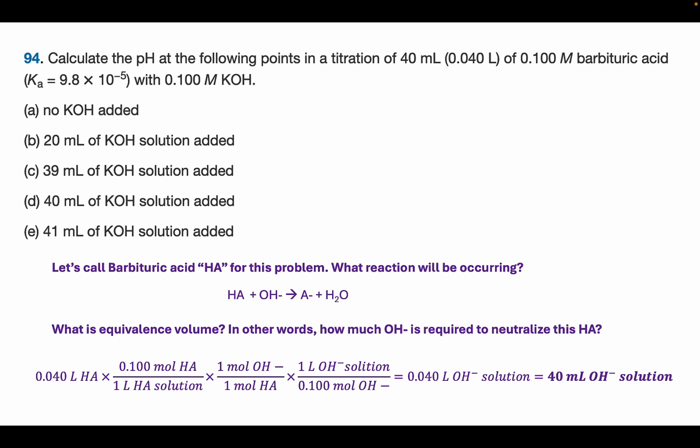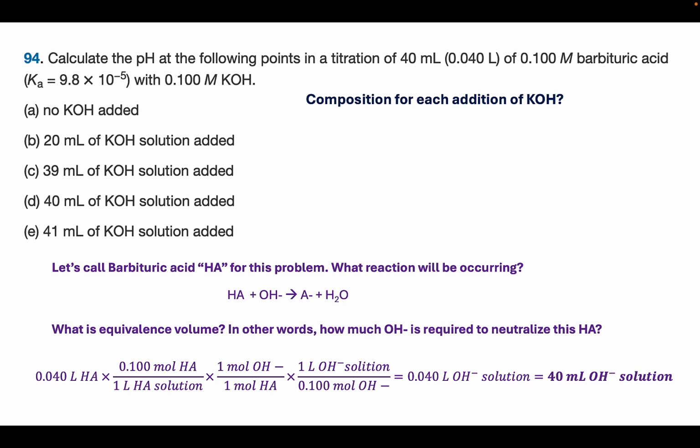But we do want to know that this is a stoichiometry problem. We want to convert to moles of the acid, convert to moles of the hydroxide, then convert to volume of the hydroxide solution, and then we can get it into milliliters. Okay. Once we have these things established, right, we know now the equivalence point.